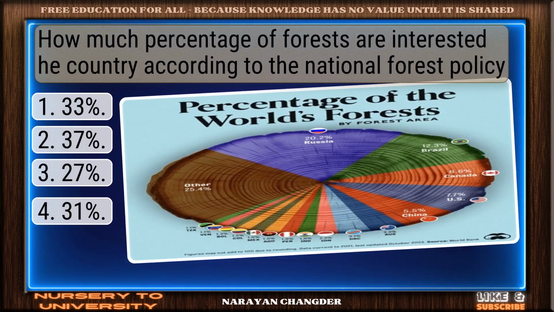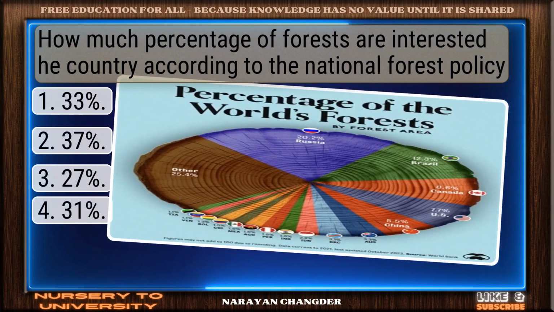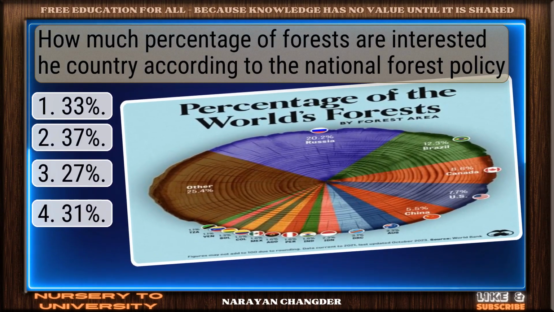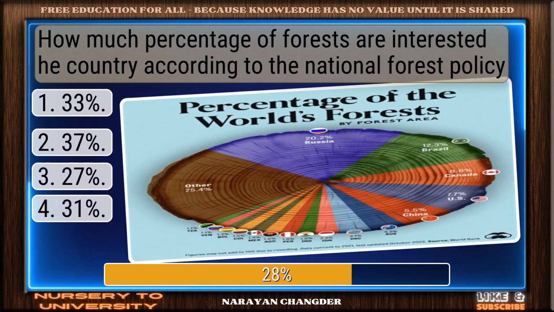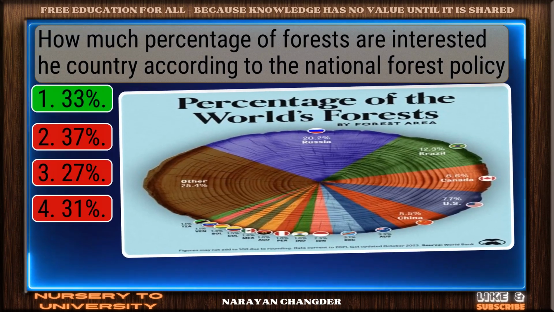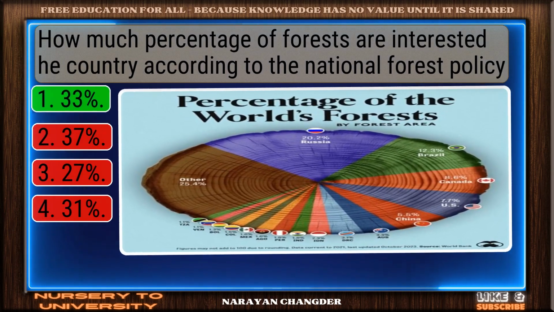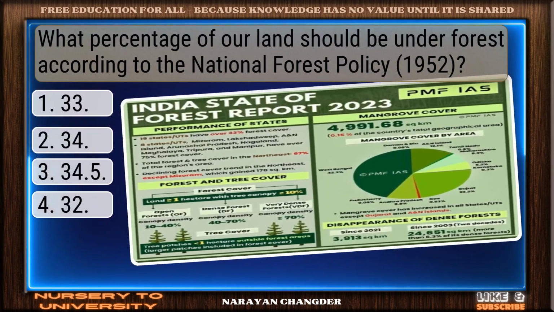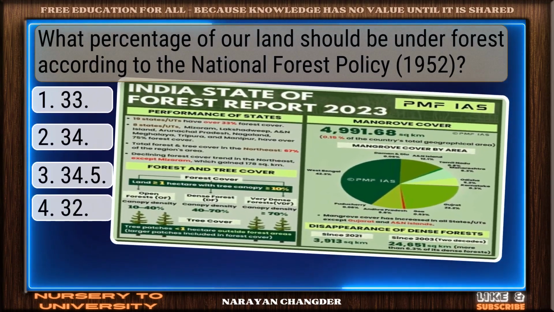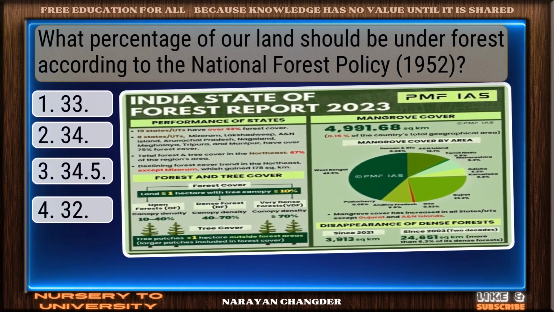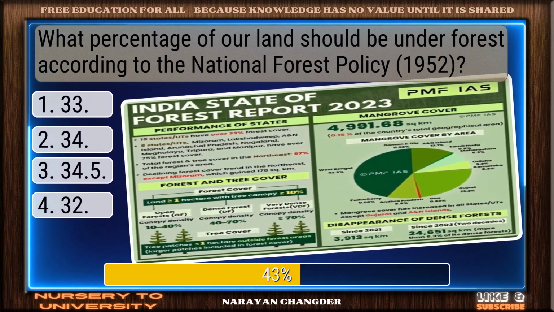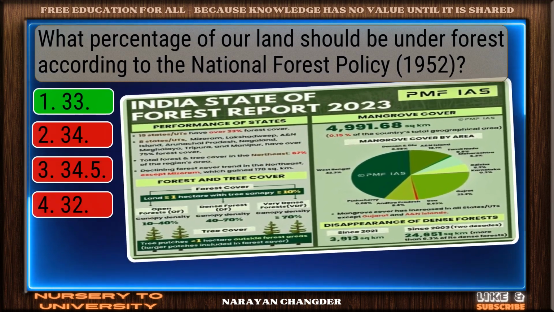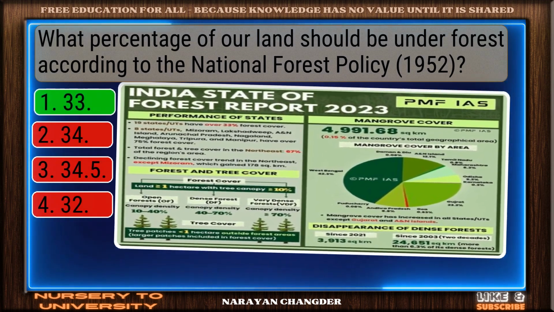How much percentage of forests are intended in the country according to the National Forest Policy? On track. 33% is correct. What percentage of our land should be under forest according to the National Forest Policy? Clear logic. 33 is sound.